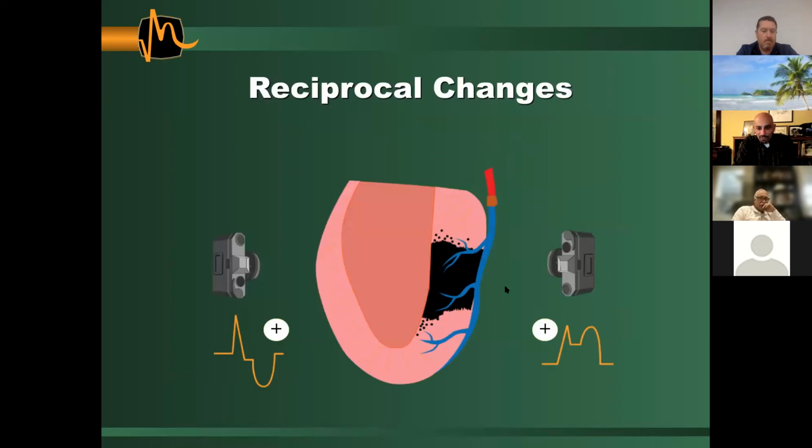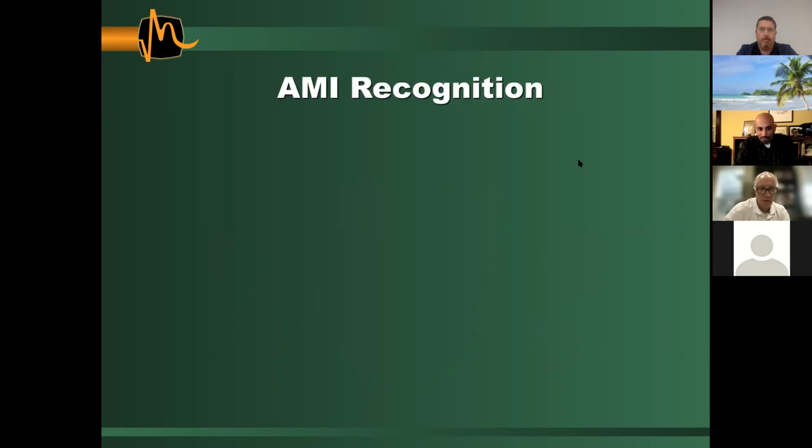So reciprocal changes: when we look from here, we see ST elevation, but if we look at that from the opposite side, that's going to look like ST depression and a T wave inversion, right? So we're just looking at the same thing from opposite sides. So when you have an inferior wall MI, your high lateral leads are going to look the opposite of what your STs in the inferior leads are doing. So you'll have ST depression and T wave inversion. We call that reciprocal changes.